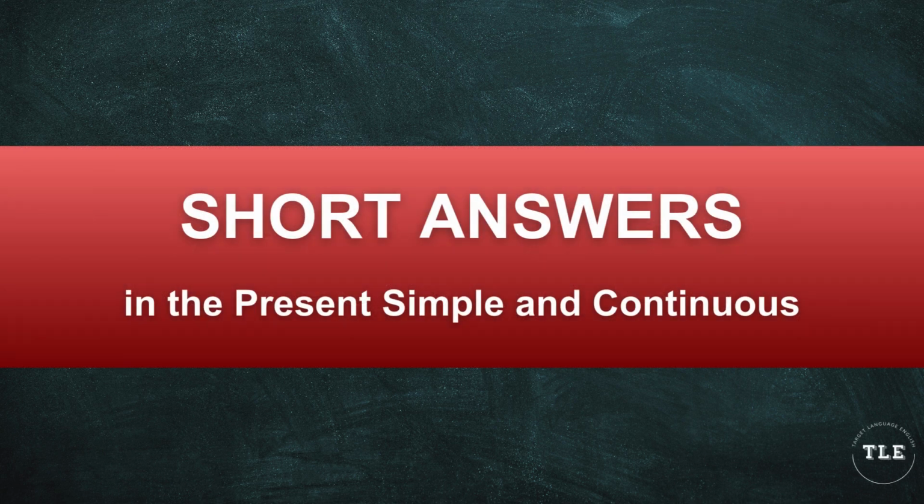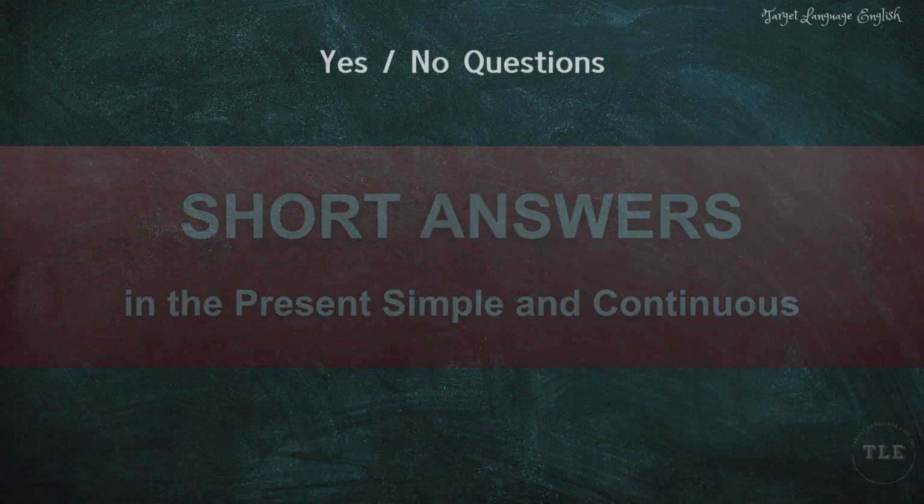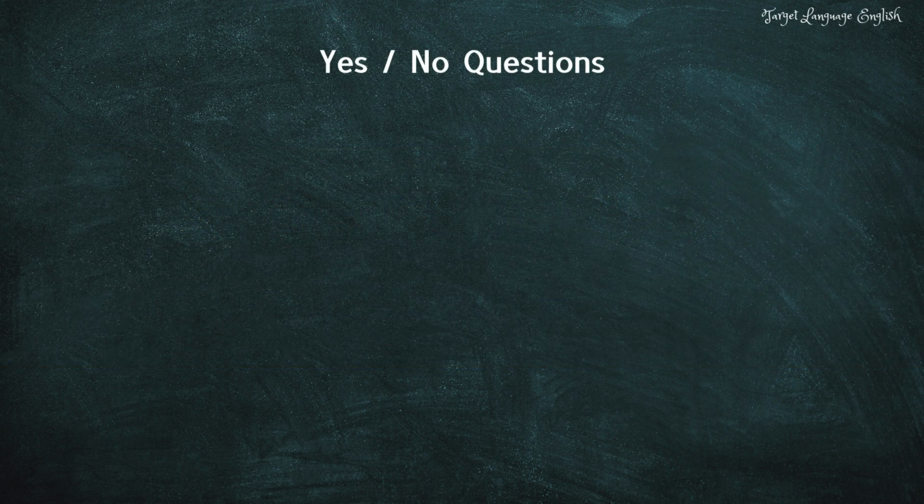Today we're going to talk about short answers in the present simple and present continuous tense. Let's dive right in. In English, short answers are a polite and quick way to respond to yes or no questions without repeating the entire question. Short answers in the present simple tense are formed using the verbs do and be. Which one we use depends on the original question.